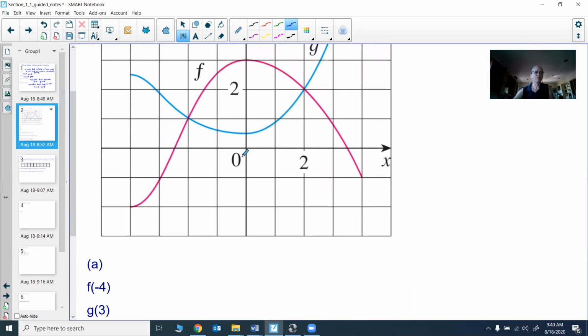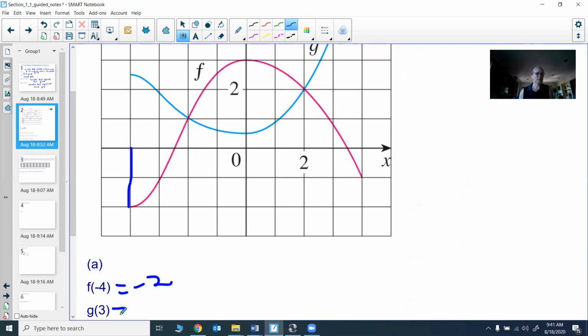So we come up here to the graph. We come over here to -4. -1, -2, -3, -4, and then we go down, in this case, to where f is. So in this case, it'd be right there, and that value represents as -2. So we would say that this value is equal to -2.